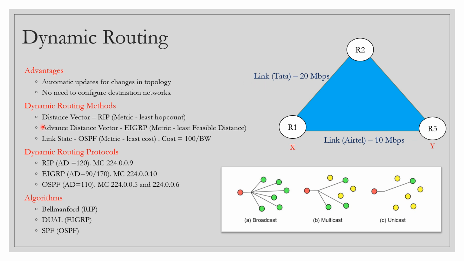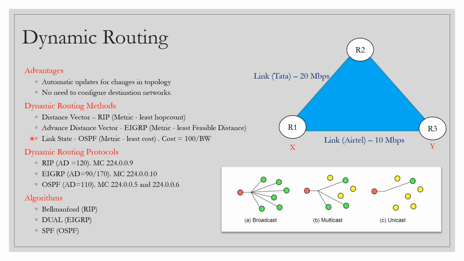When it comes to EIGRP, the metric is least FD. FD has a very complicated formula. I'm not going to share it here because, like I said, EIGRP and RIP are both not in the scope of your CCNA syllabus, but this is just for a high-level view. FD is basically the opposite of bandwidth. The more the bandwidth, the lower your FD will be, and EIGRP will prefer a lower FD. More bandwidth is here, so EIGRP will pick Tata 20 Mbps, because the more the bandwidth, the lower the FD, and least FD is the metric for EIGRP.